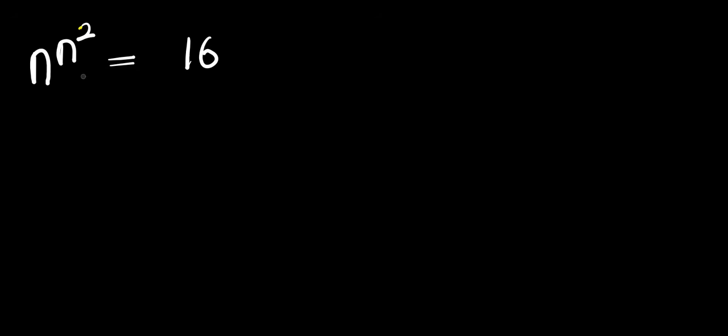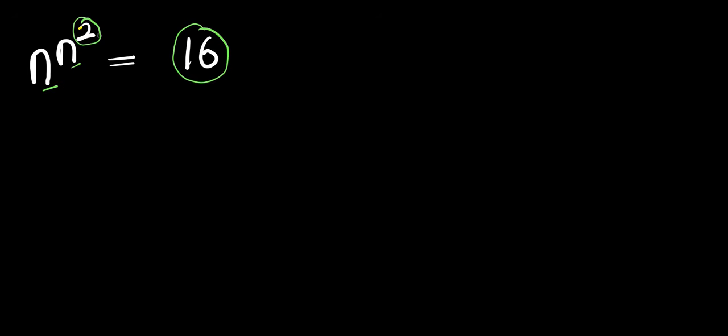Hello, how do we solve this cascaded exponential problem and find all values of n that satisfy this equation? This is n to the power of n to the power of 2, and this equals 16. So what do we do?